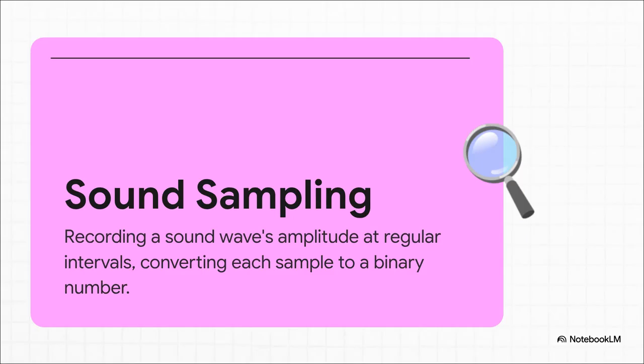And finally, sound. Sound is an analog wave, right? It's smooth and continuous. To turn it into something a computer can understand, the computer takes thousands of tiny snapshots or samples every single second. It measures the height of the sound wave at that exact moment and gives it a binary number. Then to play it back, it just reads all those numbers in order and recreates the wave.